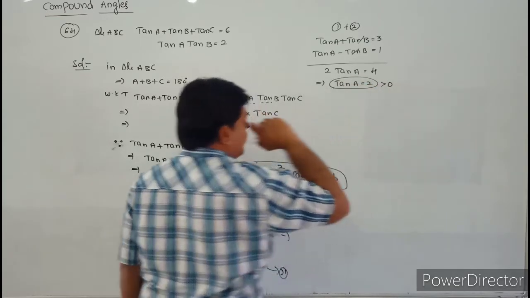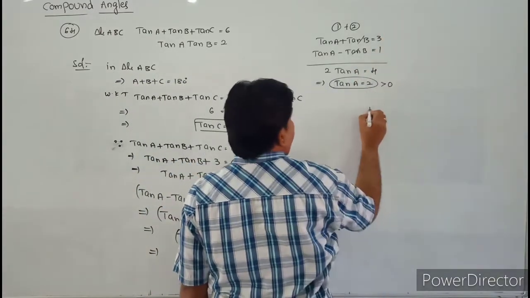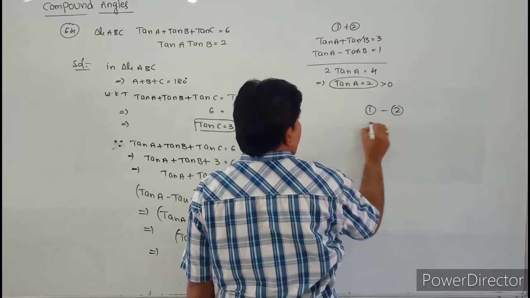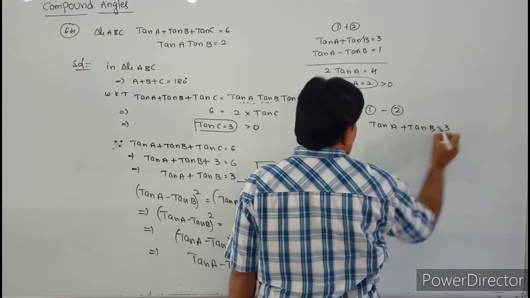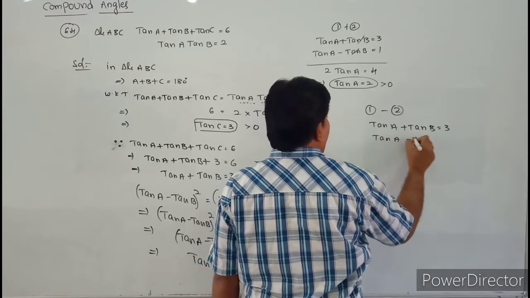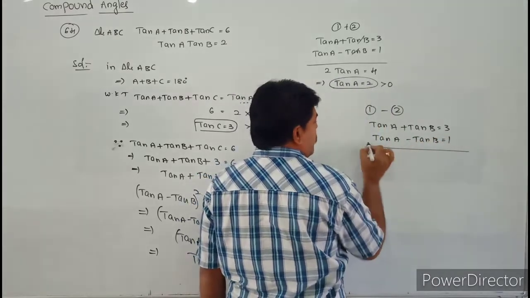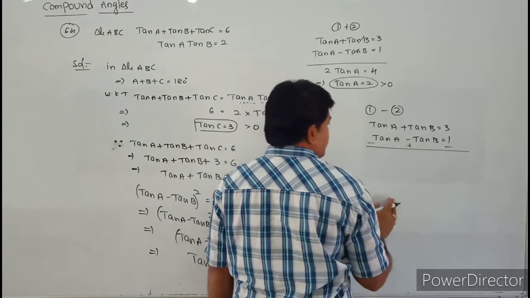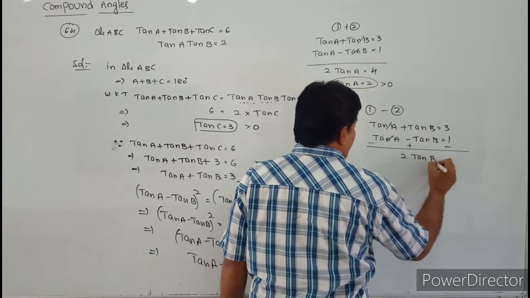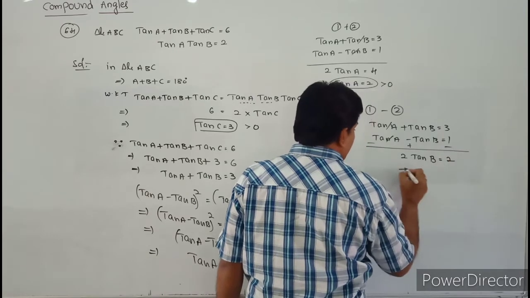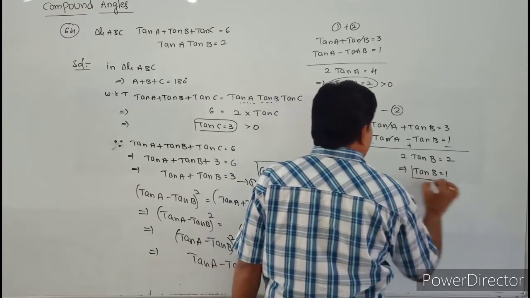So this is also greater than 0. Tan A is also greater than 0. Similarly, equation 1 minus equation 2. Tan A plus tan B is equal to 3, and tan A minus tan B is equal to 1. If you change the sign, minus becomes plus. So tan A minus tan A will be cancelled. Tan B plus tan B, it will become 2 tan B is equal to 3 minus 1, that is equal to 2. So that implies tan B is equal to 1.